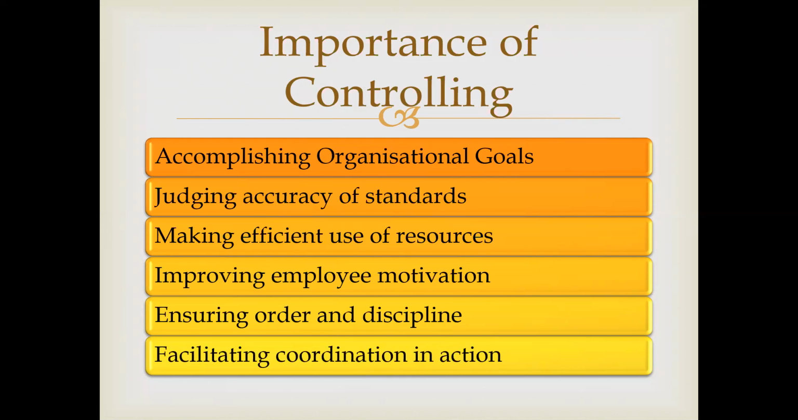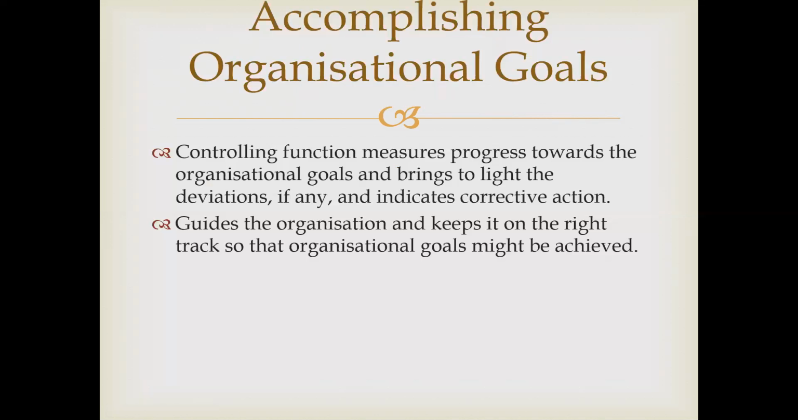Now the first point of importance of controlling is accomplishing organizational goals. The controlling function measures progress towards the organizational goals and brings to light the deviations, if any, and indicates corrective action.